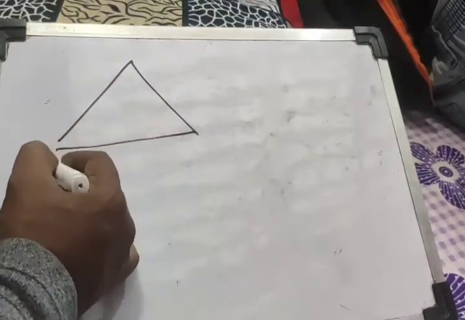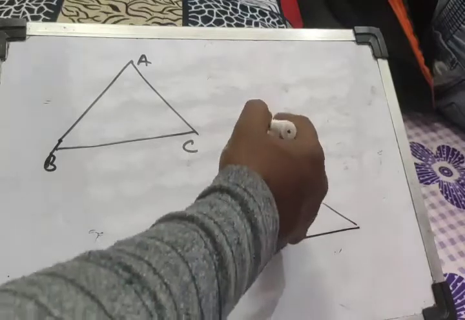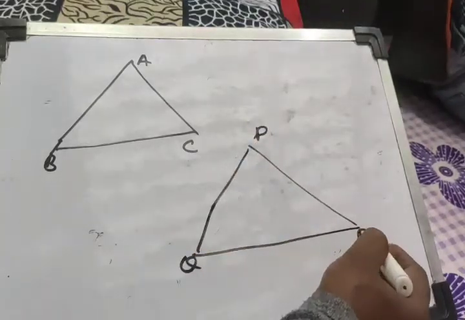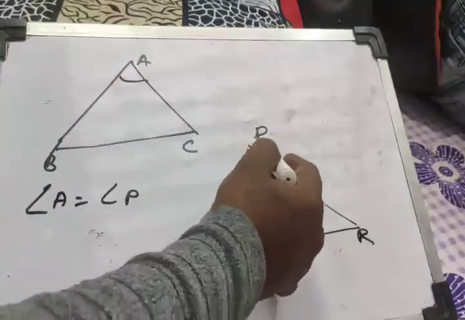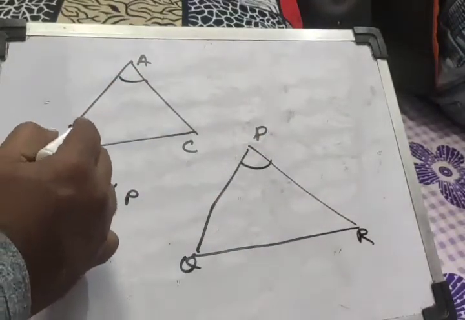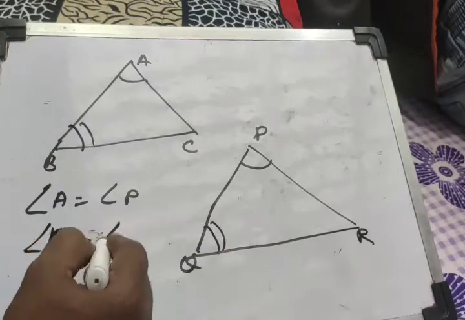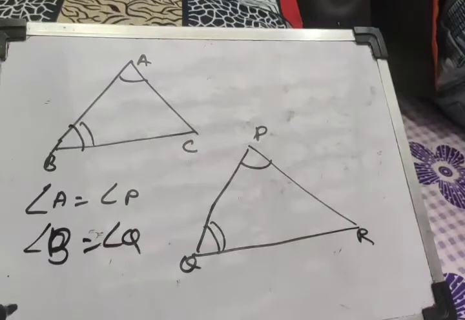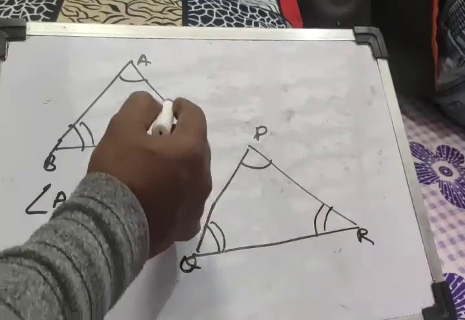Now I'll discuss a property related to two triangles. Consider one of the triangles is here, its name is ABC, and this is another triangle whose name is PQR, such that the measure of angle A is equal to the measure of angle P and the measure of angle B is equal to the measure of angle Q. Then it is 100% sure that the third angles of both the triangles will also be equal.